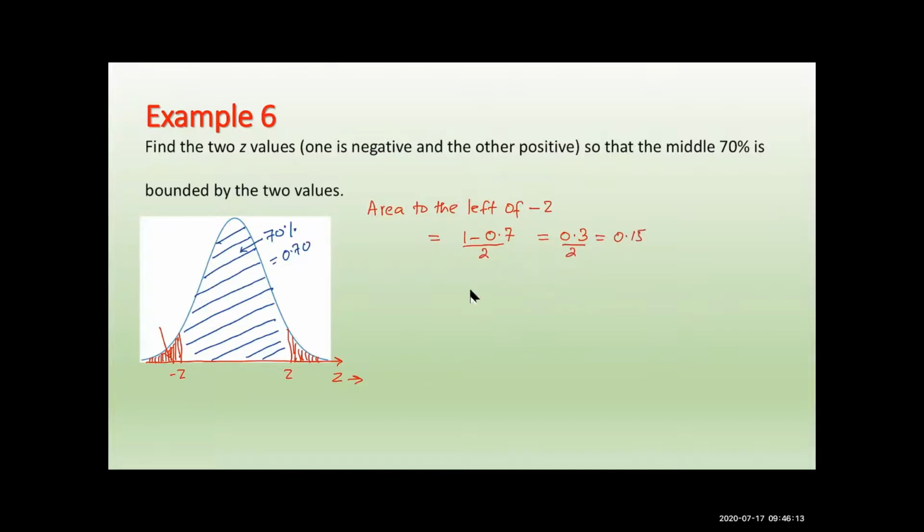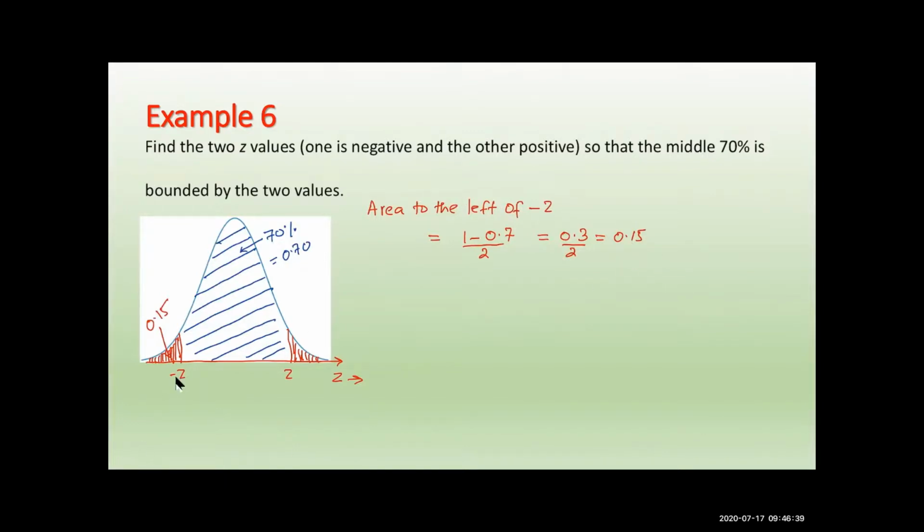So if I divide this difference by 2, I get 0.15. So this area on the left is 0.15, or 15%. If this is 15%, this is also 15%. So 15 plus 15 is 30, and 30 plus the middle 70 is 100. We are interested in the area to the left of this z score, and we got that: it is 0.15.